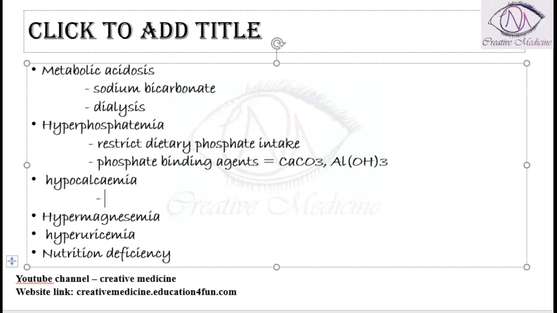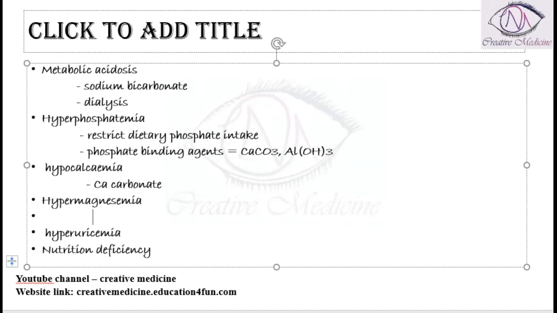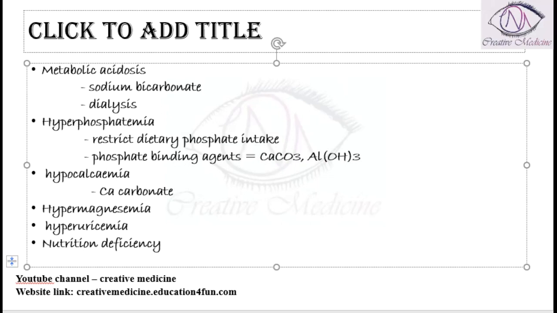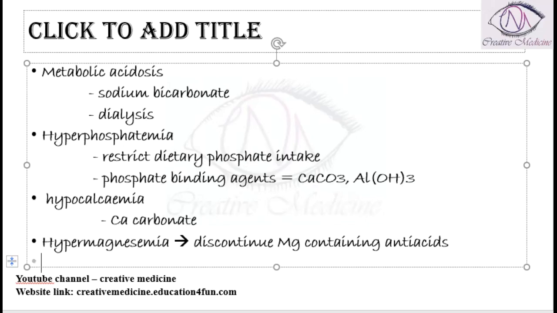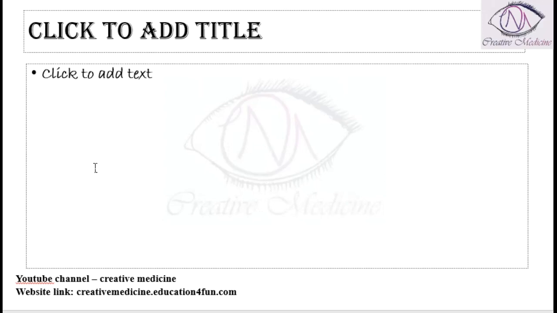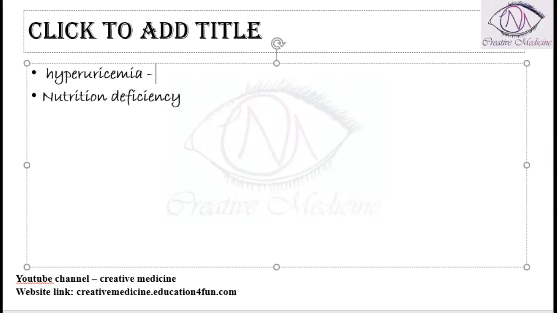Then if the patient has hypocalcemia, you should give calcium carbonate, because calcium is less, we supplement with calcium carbonate. If the patient has hypermagnesemia, so magnesium is more, it is better to discontinue magnesium containing antacids. So when you discontinue magnesium containing antacids, automatically the magnesium level comes to normal. Then in hyperuricemia, allopurinol should be given to the patient.